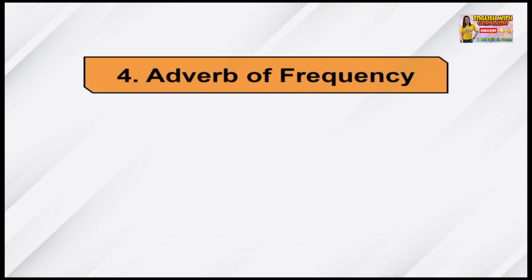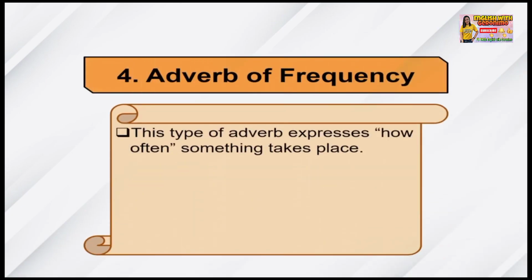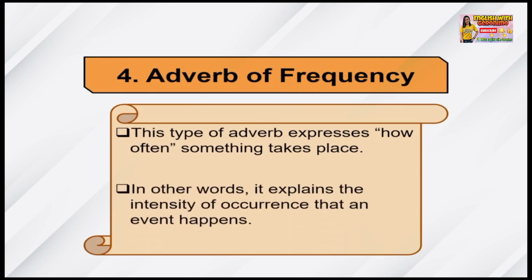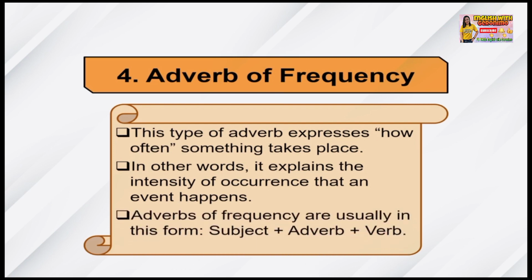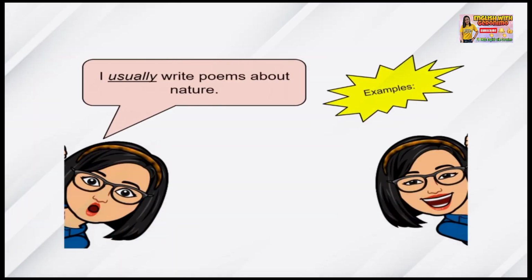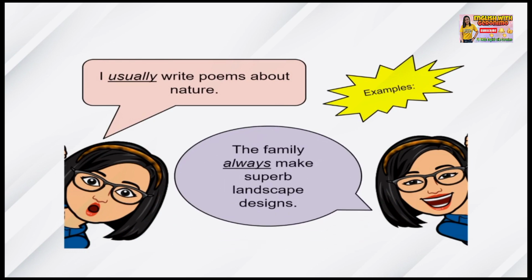Number 4. Adverb of frequency. This type of adverb expresses how often something takes place. In other words, it explains the intensity of occurrence that an event happens. Adverbs of frequency are usually in this form: subject plus adverb plus the verb. Examples: I usually write poems about nature. The family always makes superb landscape designs.